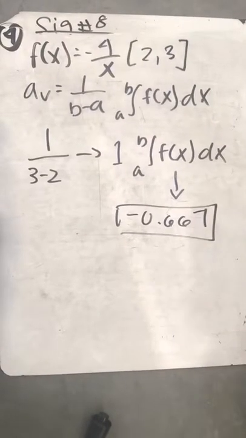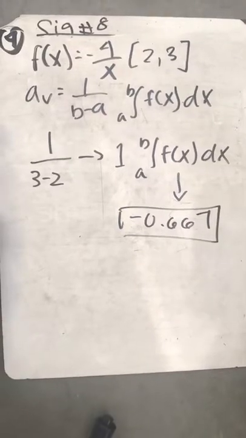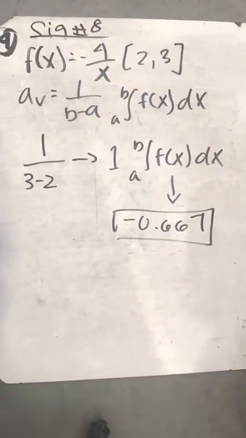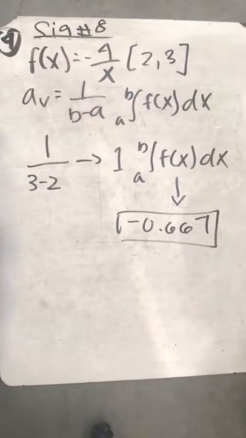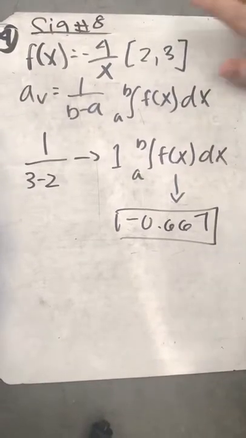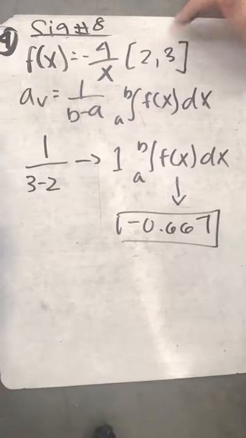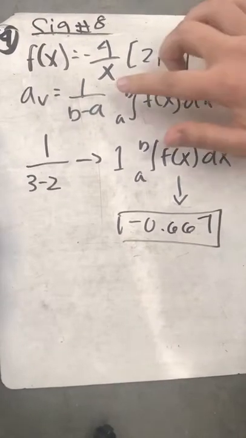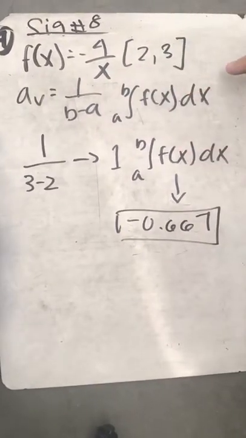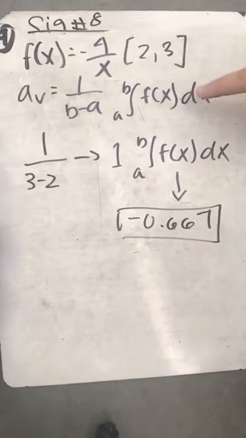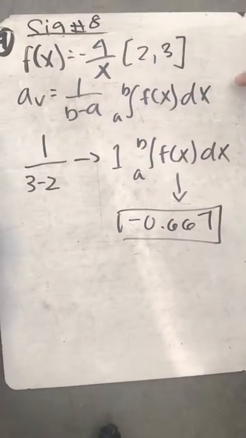So for part 4 of SIG test 8, they want you to find the average value of a function over the given interval, then evaluate the integral. So this is the function we're given, and these are the 2 points, a and b. To find that average value, you have to use 1 over b minus a times the integral of f of x from a to b.